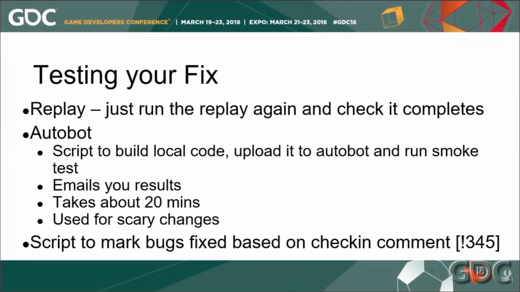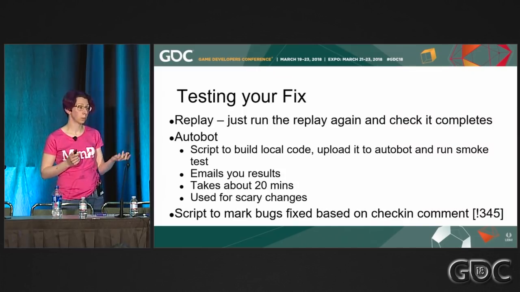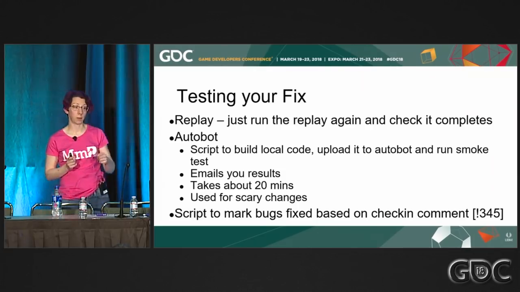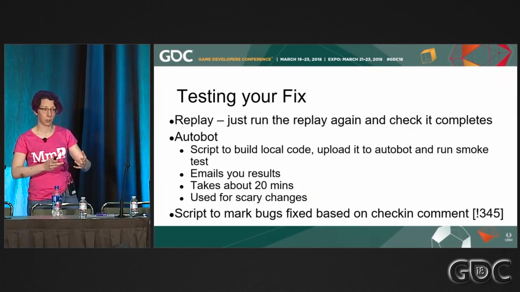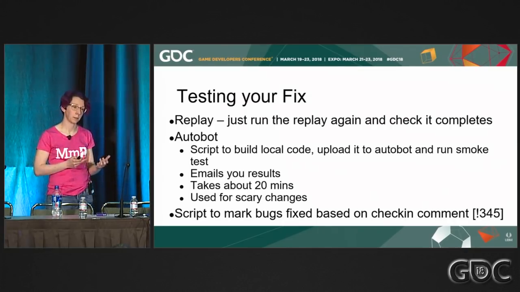So once you've fixed the code, how do you test it? You can use the launch replay button again and then check that the replay finishes rather than asserting or crashing. You can also submit a build to Autobot. So we have a script, and it doesn't take any command line parameters because I wanted to make it as simple as possible to run, so you can just double click on it. And it takes your local code, builds a package, uploads that package to Autobot, and then kicks off a smoke test, which will then, when it completes, email you the results.